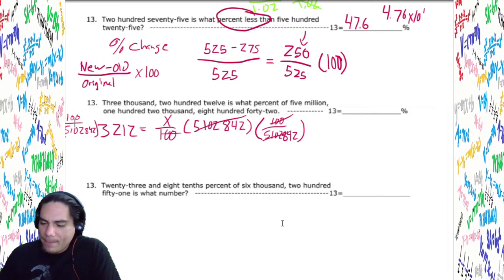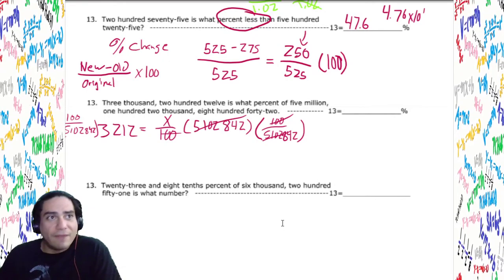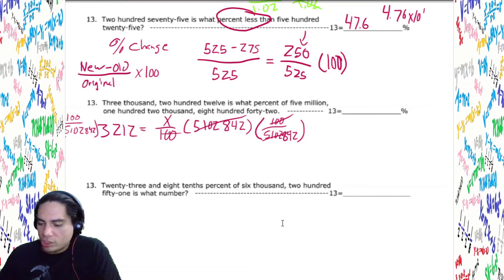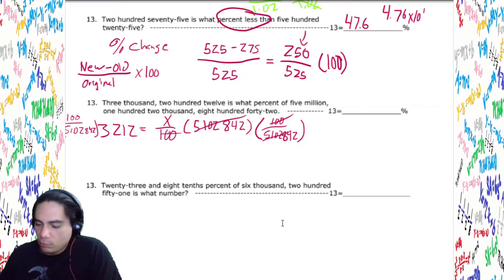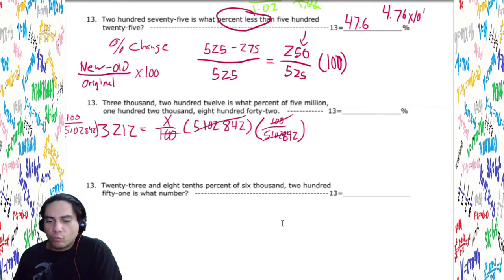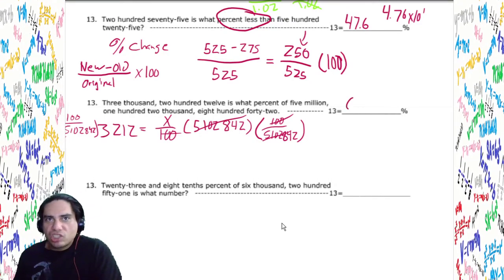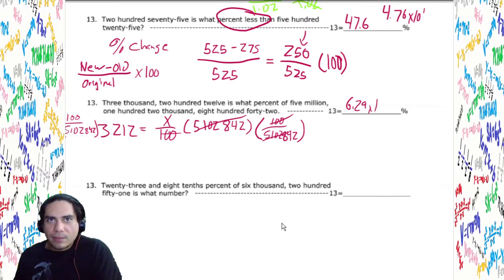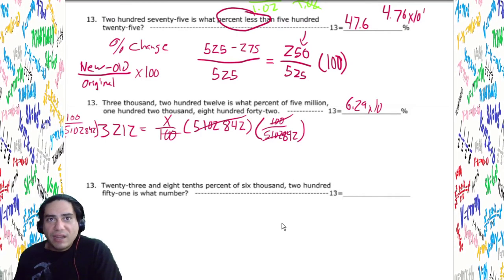We got ourselves 3,212, enter. Then we're gonna multiply that by 100. We're gonna divide that by 5,102,842. And guess what we got? We got ourselves our percent ready to go. We got ourselves 6.29 times 10 to the negative second.